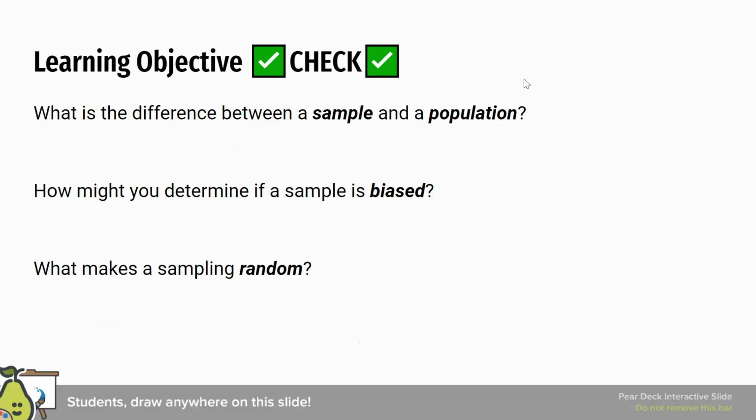So, what did you learn? Here's a learning objective check. What is the difference between a sample and a population? Question number 2, how might you determine if a sample is biased? And lastly, what makes a sampling random? Tell me your thoughts.